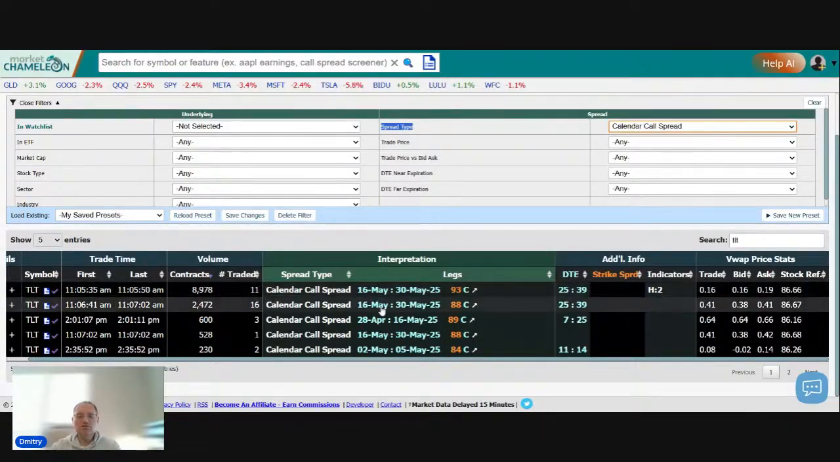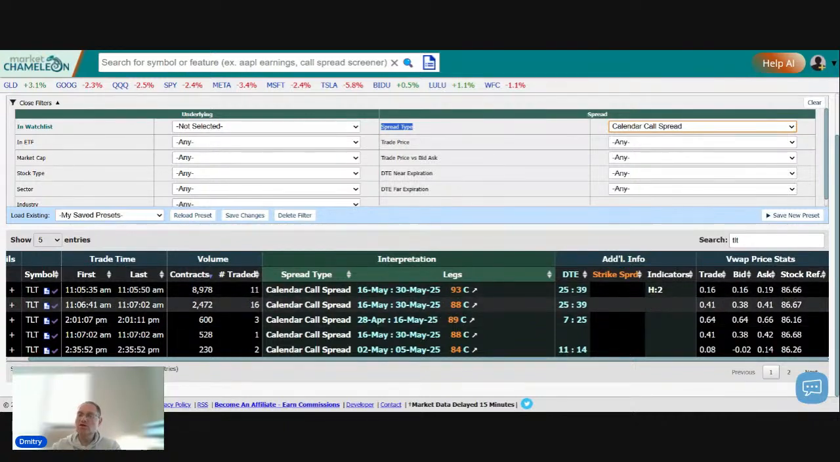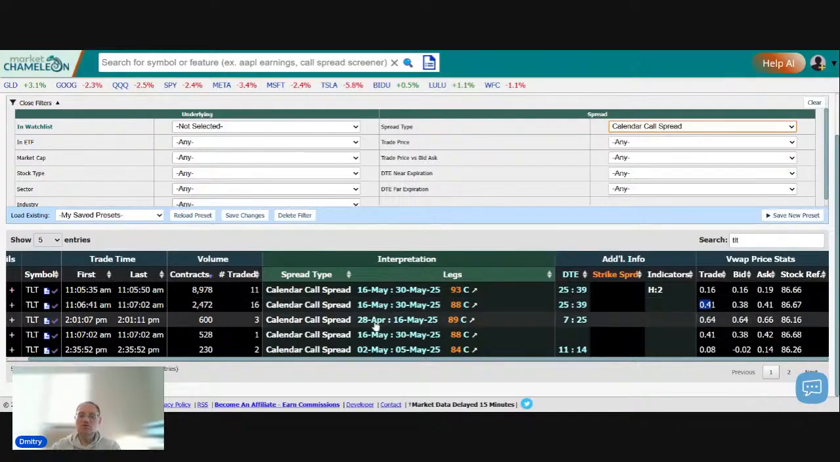And now I see all the different ones. Here's another one, May 16th, May 30th, but this is the 88 strike call, so this is closer to the at the money. You can see that traded at 41 cents. Here's another one, April 28th, May 16th, that traded on an 89 strike call. So this has 7 days and 25 days to expiration, and this traded at 64 cents with the stock at 86.16.